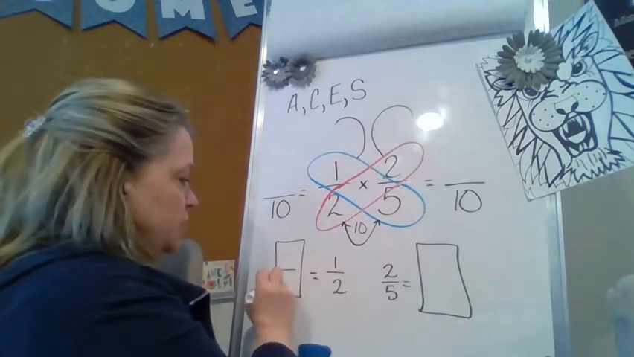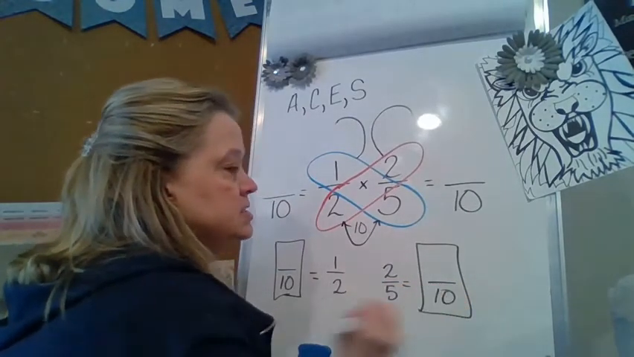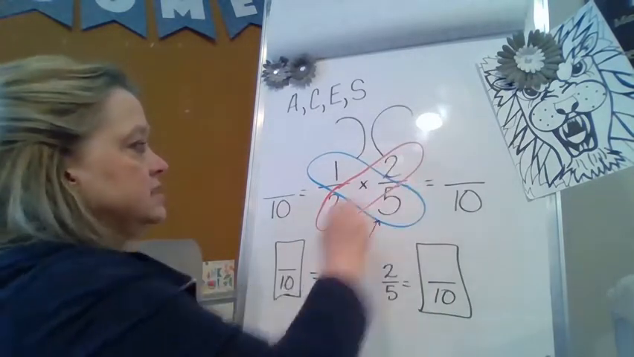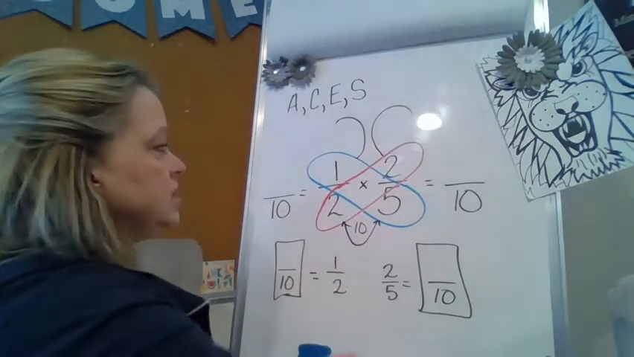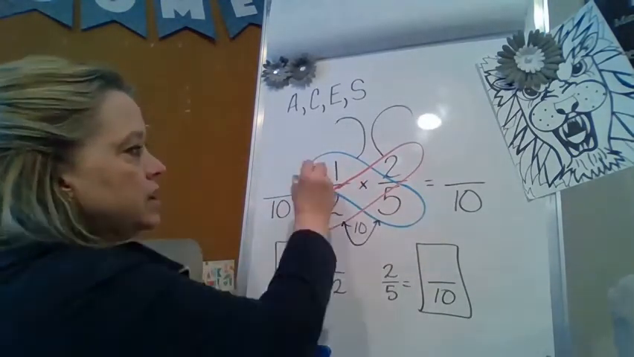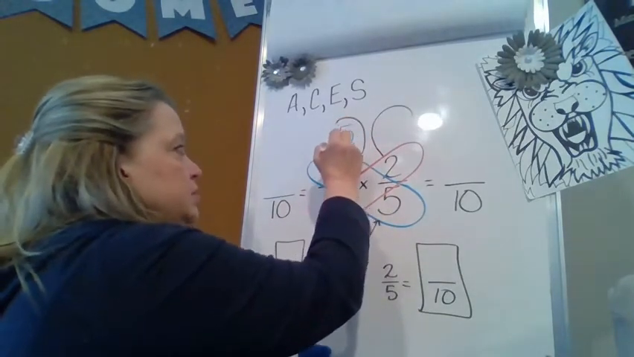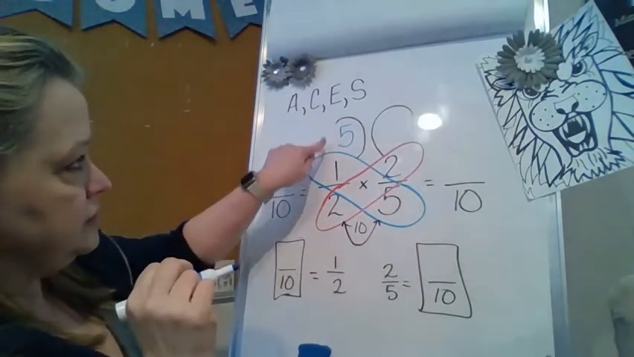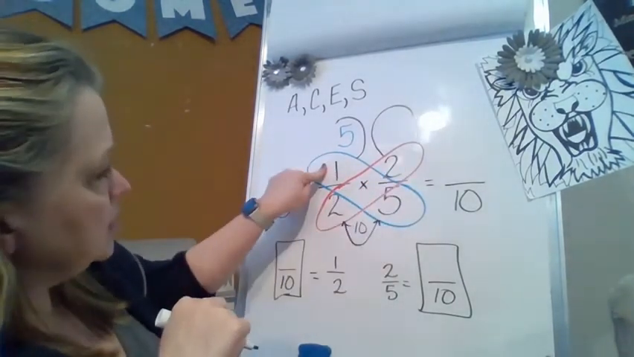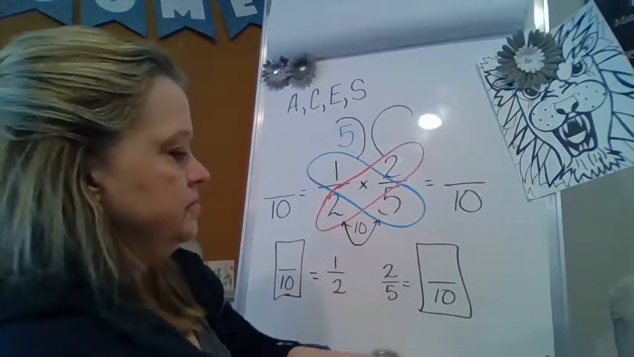So 1/2 we know is equal to something over 10. 2/5 is equal to something over 10. Now let's look at the individual wings. I'm going to look at the blue oval first. 5 and 1. We're going to multiply these numbers together. 1 times 5. And I'm going to put that number directly above the 1. Not above this number because that's a different oval. I want it above this number here. So 5 times 1 is 5.